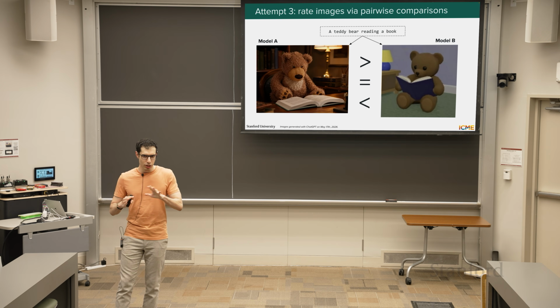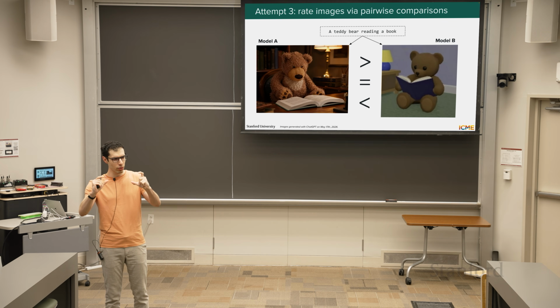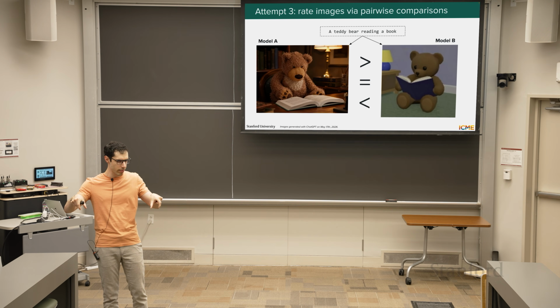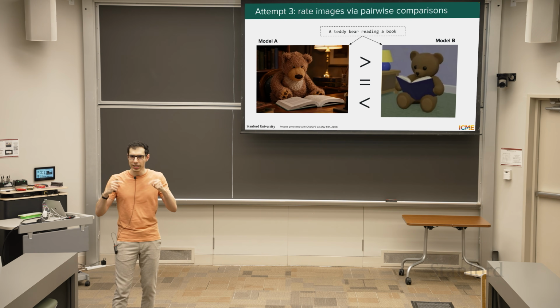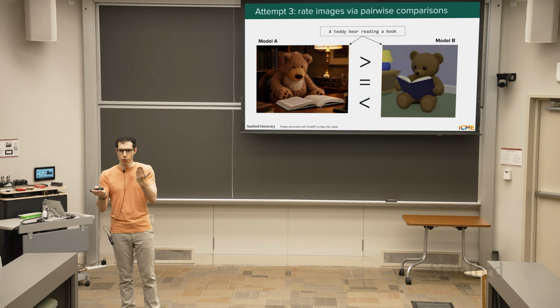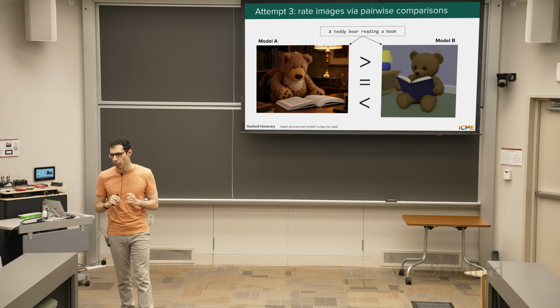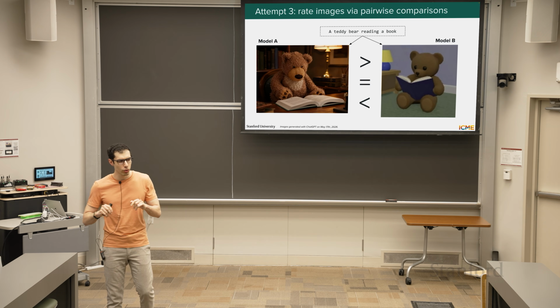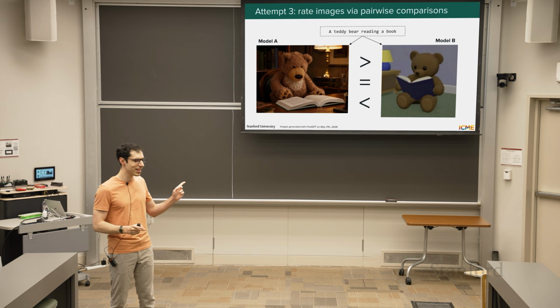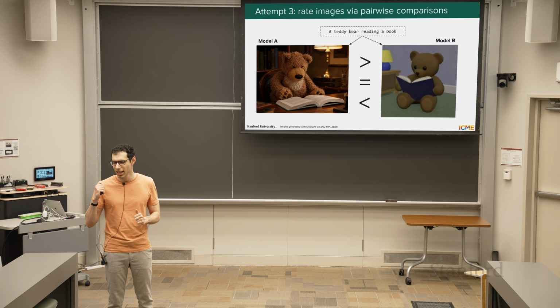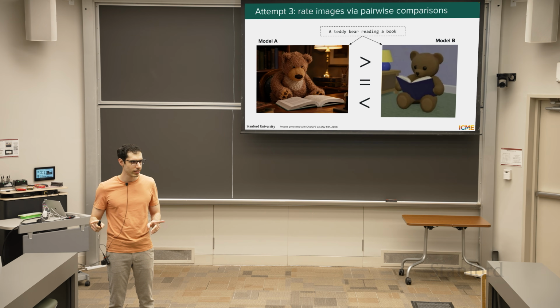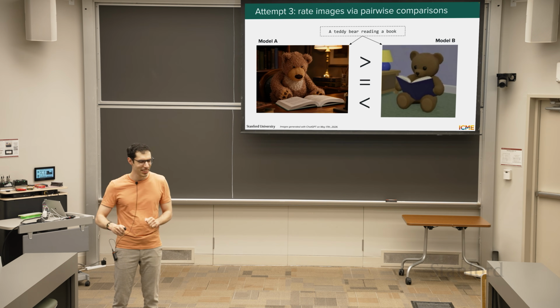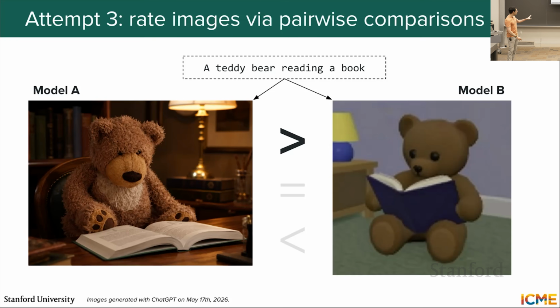And the setup would be you have your input prompt, and what you do is you generate two images, and your task is to say which one of these images is better than the other one. So do you agree with me that this task is easier than the absolute scale task? Yeah? So in this case, you agree that the left one is a better image than the right one.